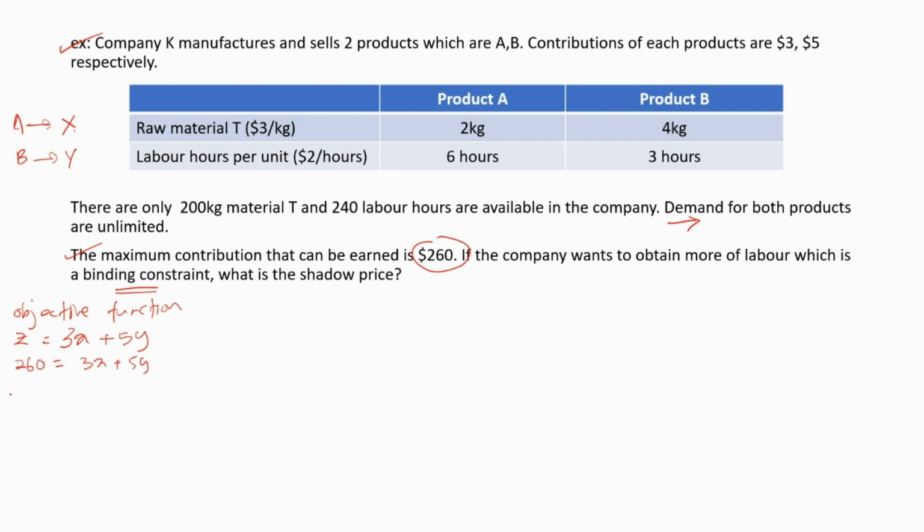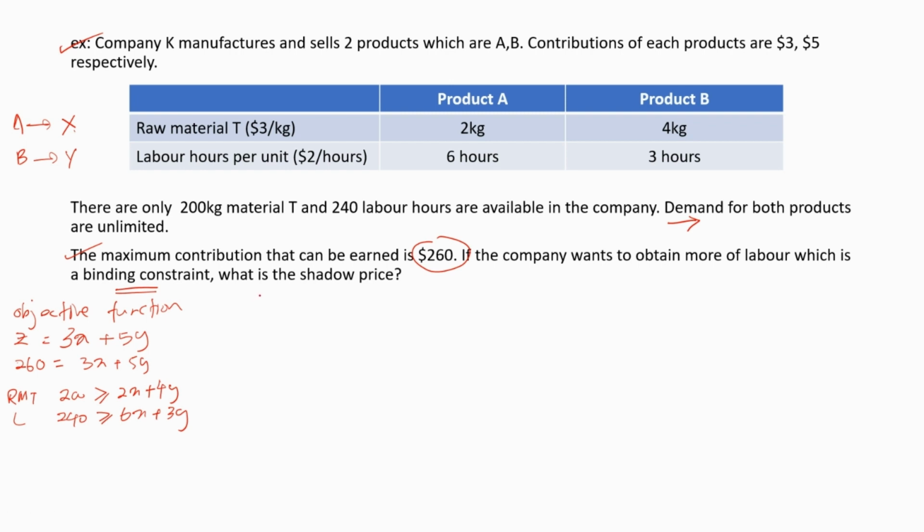For raw material T, what is the constraint function? 200 greater than or equal to 2x plus 4y. For labor, 240 greater than or equal to 6x plus 3y. We can calculate the shadow price for a binding constraint. In this example, it is labor.